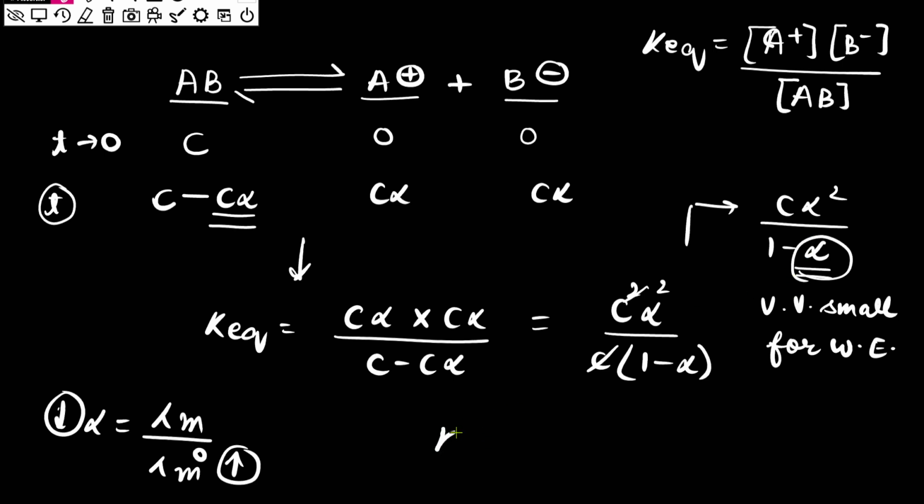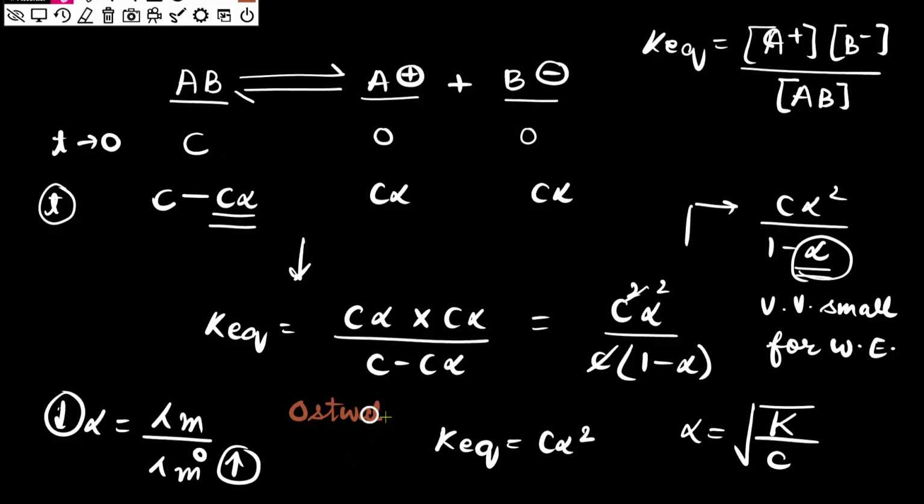So at that time the K equilibrium turns out to be C alpha square, and from here we derive another important formula for this degree of dissociation, and it is equal to root of K upon C. So that is what we call Ostwald's dilution law. I will write it here. It is also referred to as Ostwald's dilution law. So this is the Arrhenius concept and the Ostwald concept, which are applicable to weak electrolytes only.